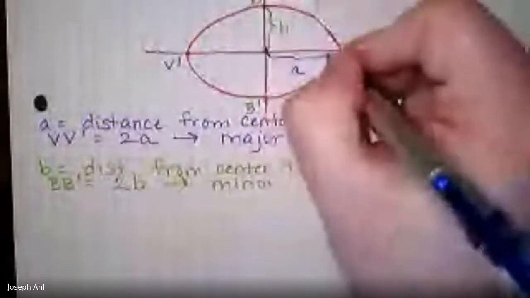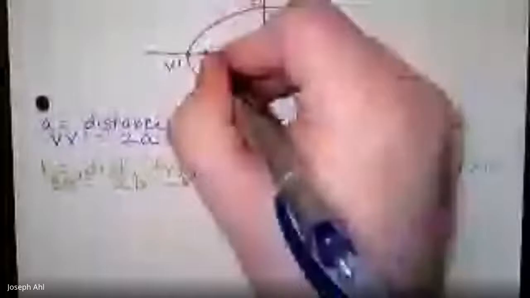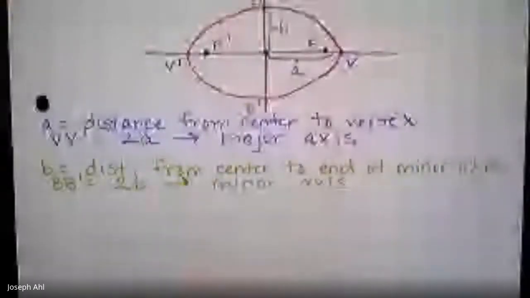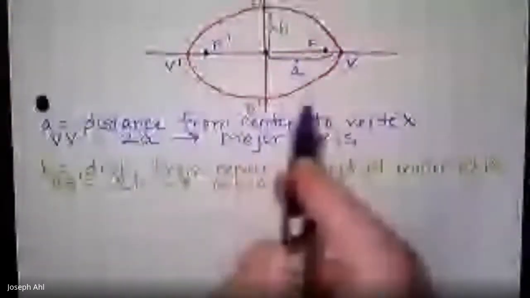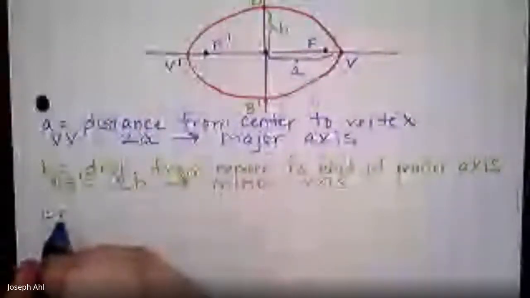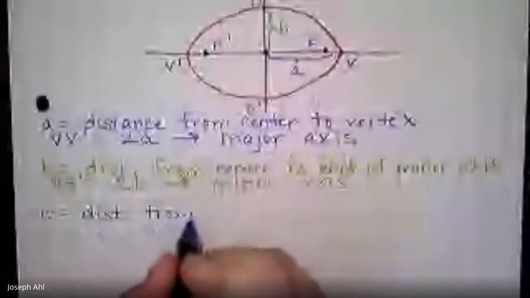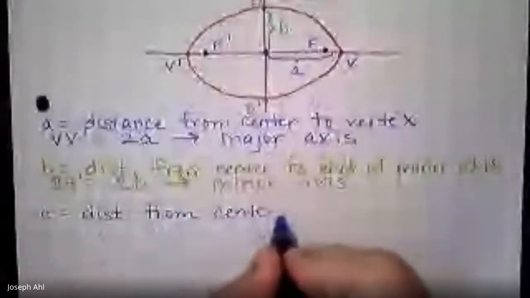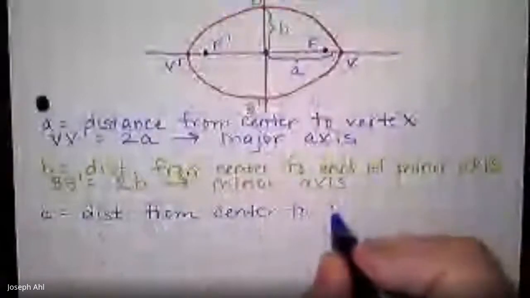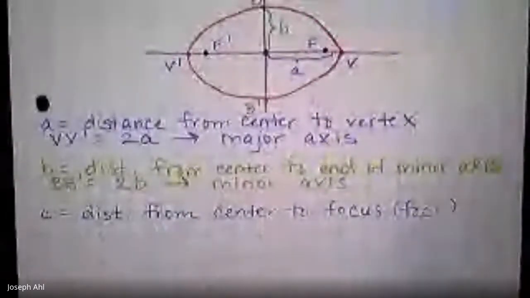So I'm going to put those right here and right here. Those are equally spaced about the center. I'll call one of them F and the other F prime. So the way we get to the foci from the center is we're going to use a distance called little c. So c is the distance from the center of the ellipse to the focus, plural of that being foci.